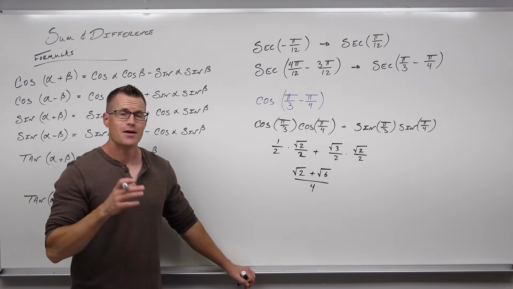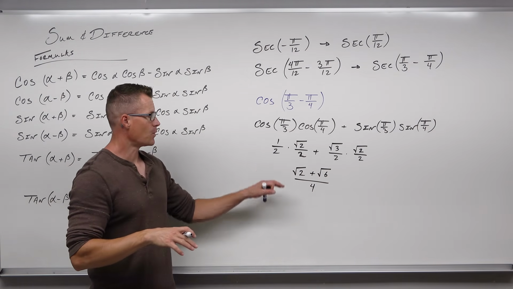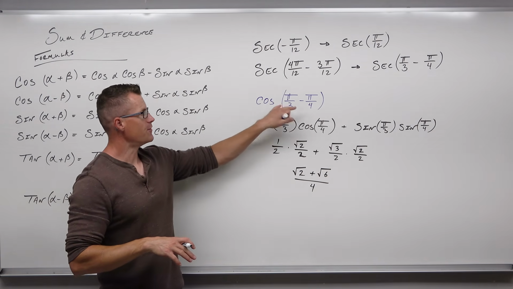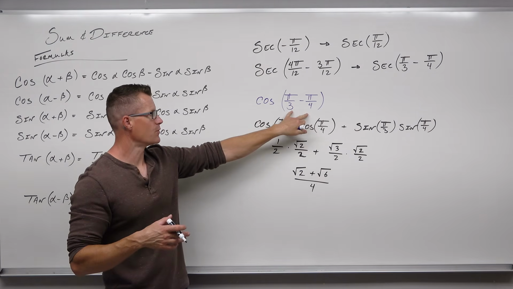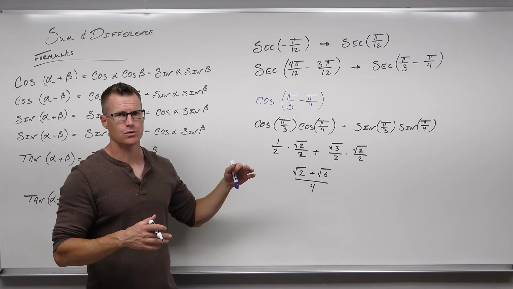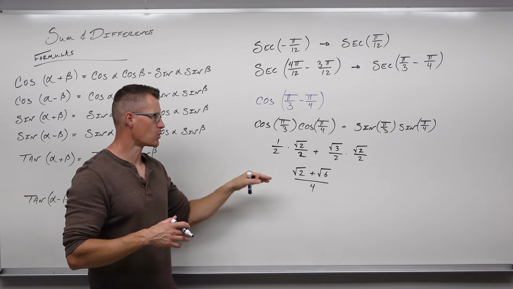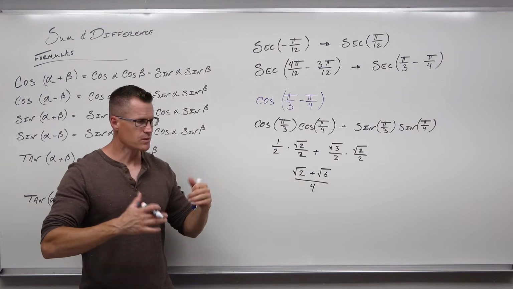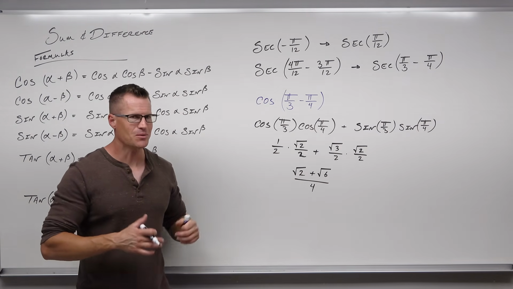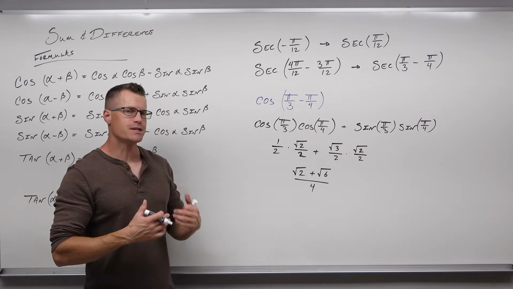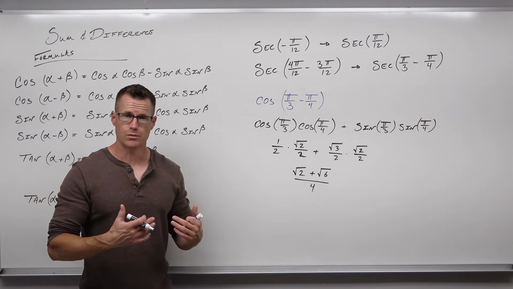Now, that is precisely what the x-coordinate of this angle, that pi over 12, would be on the unit circle. So if you went to pi over 12, your x-coordinate would be square root 2 plus square root 6 all over 4. Now that's not what we're looking for. We're looking for secant. So here's what secant would do.